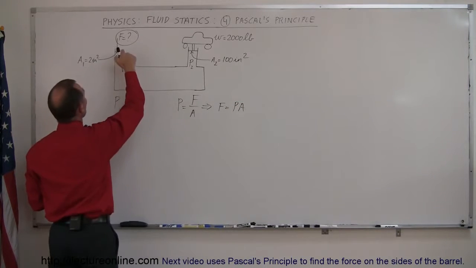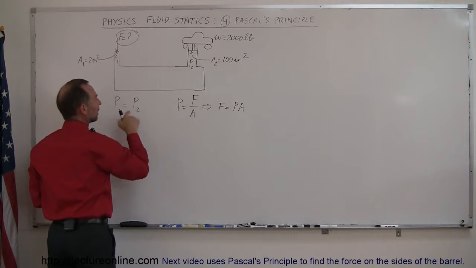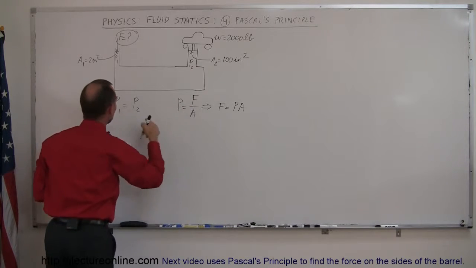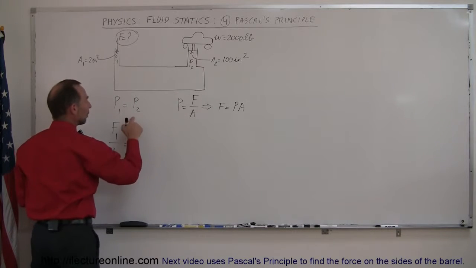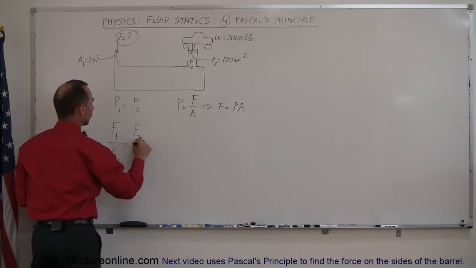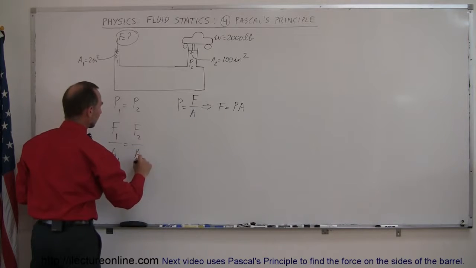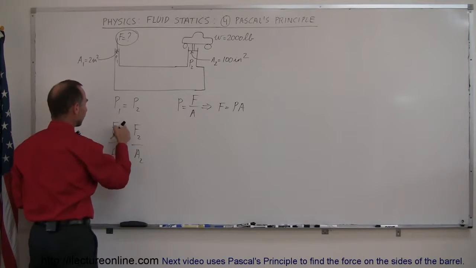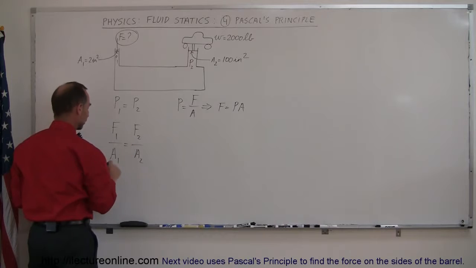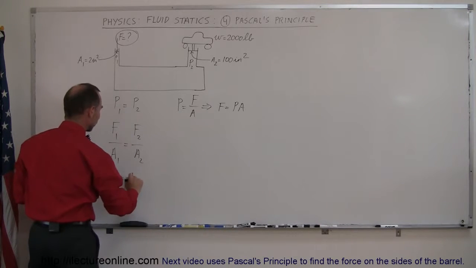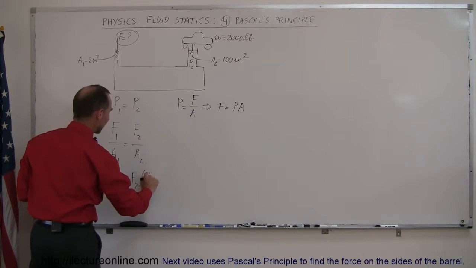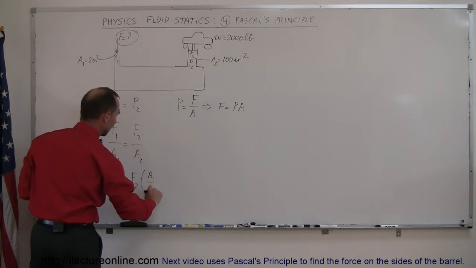So in this case, we know that pressure can be expressed as force divided by area, so we're going to then write that force at piston 1 divided by area at piston 1 must equal the force at piston 2 divided by the area at piston 2. And since we're looking for F1, we'll then go ahead and bring A1 over here. So the force at 1 is equal to the force at 2 times A1 over A2.